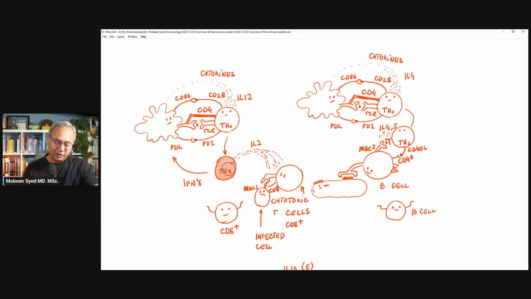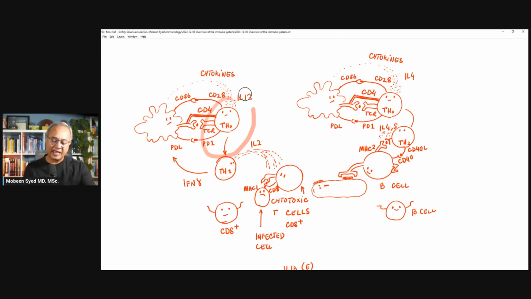She's sitting here. Okay. So T helper 1 would release interferon gamma. Interferon gamma would activate macrophages and dendritic cells. And what does activation mean of a macrophage or a dendritic cell? Remember, dendritic cell and macrophages are part of the innate arm, and the T cells and the B cells are part of the acquired arm.